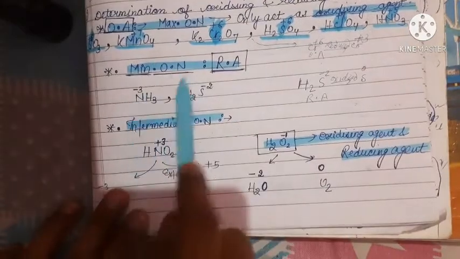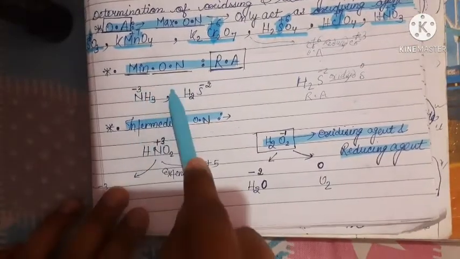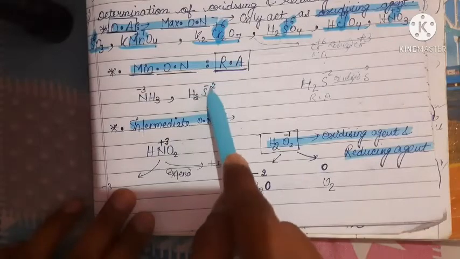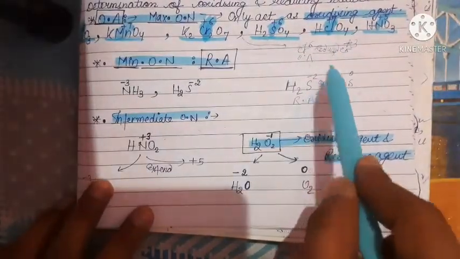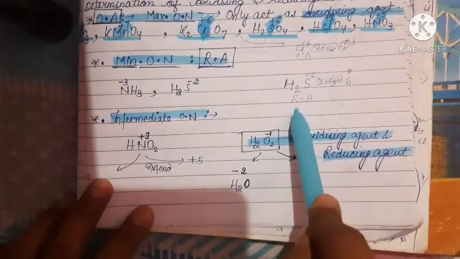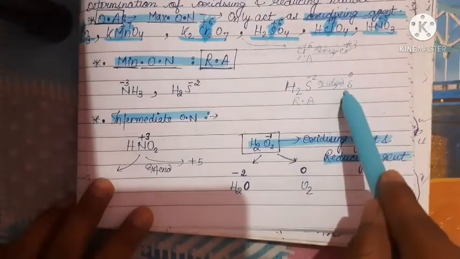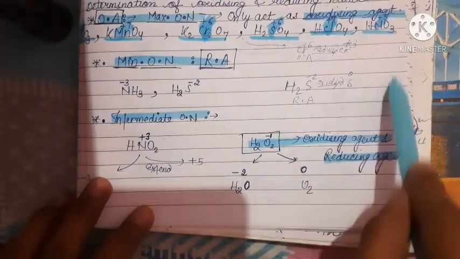In NH3, N is in -3, so it will go into higher oxidation states. In H2S, S is in the -2 state, so it will go into a higher oxidation state. You have to learn this. Whenever S is in the -2 oxidation state, it acts as a reducing agent and gets oxidized into S with 0 oxidation number. Okay, this is very important.